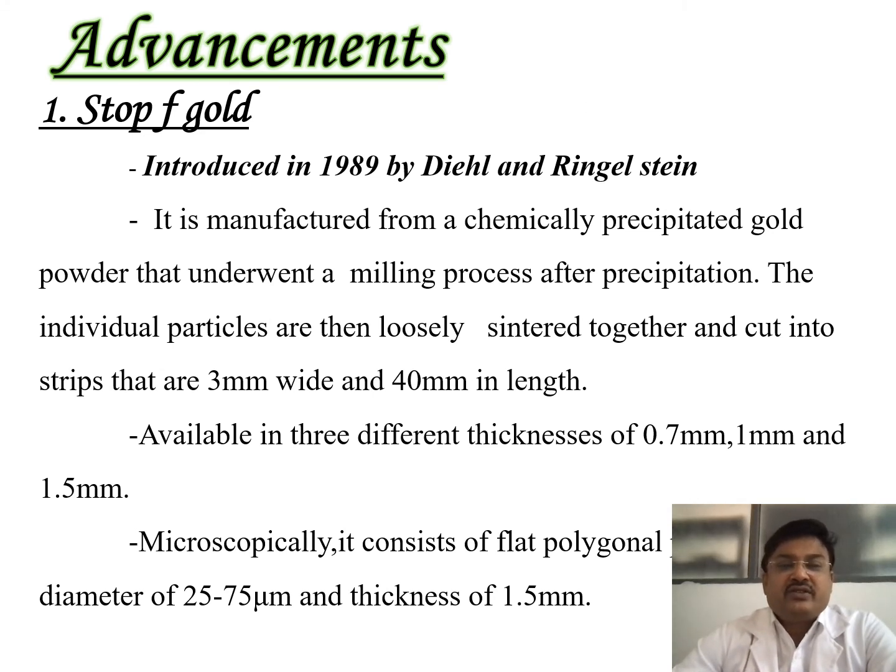What are the advancements in gold? Stop F Gold is newly introduced in 1989 by Dr. Ringelstein. It is manufactured from a chemically precipitated gold powder that underwent a milling process after precipitation. The individual particles are then loosely sintered together and cut into strips of 3 mm wide and 40 mm in length. Available in three different thicknesses of 0.7, 1 mm and 1.5 mm respectively. Microscopically, it consists of flat polygonal particles of 20 to 75 micrometers diameter and thickness of 1.5 mm.